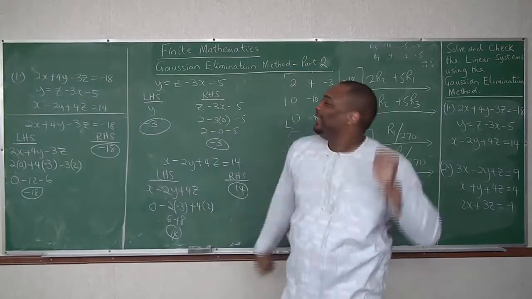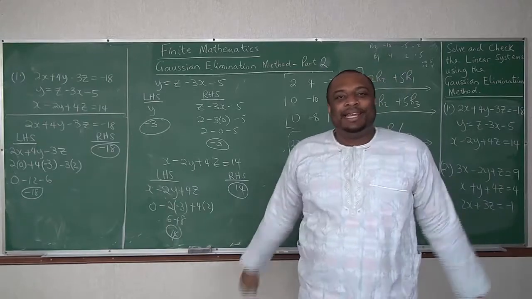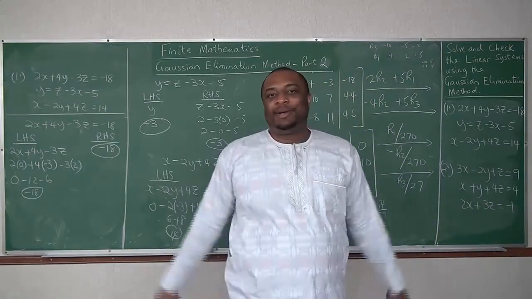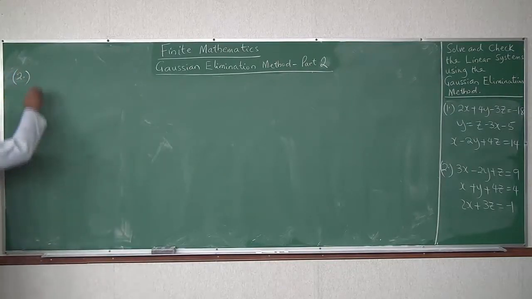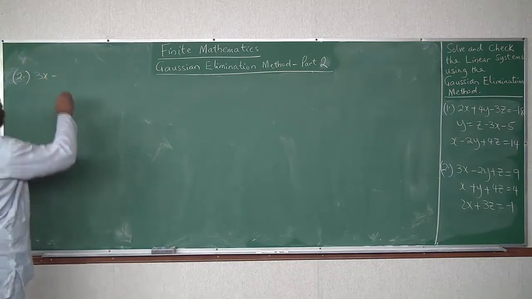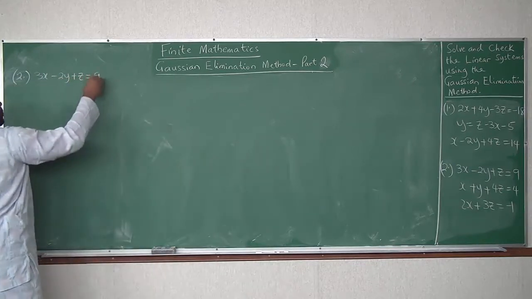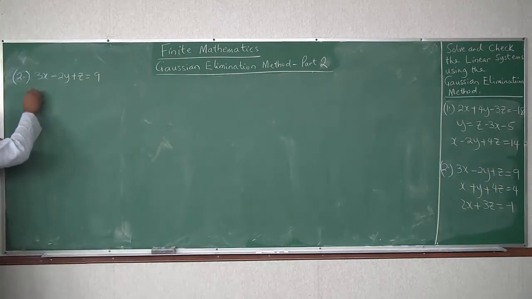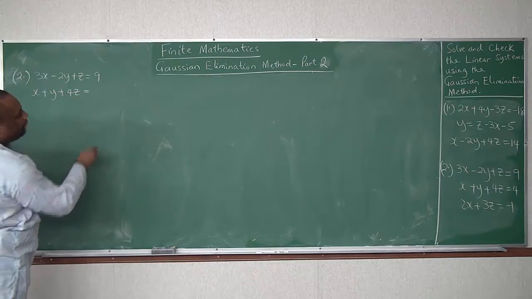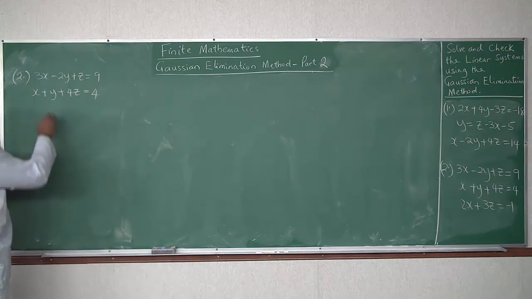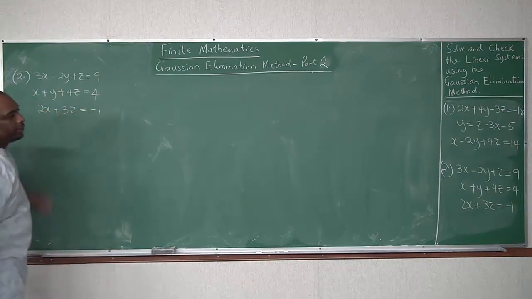Okay, folks, we've done question 1. Now let's go to question 2, last but not the least. Question 2, we have 3x minus 2y plus z equal to 9. X plus y plus 4z equal to 4. 2x plus 3z equal to negative 1.